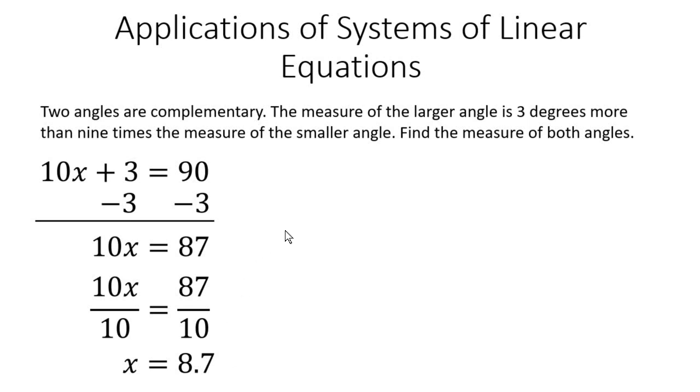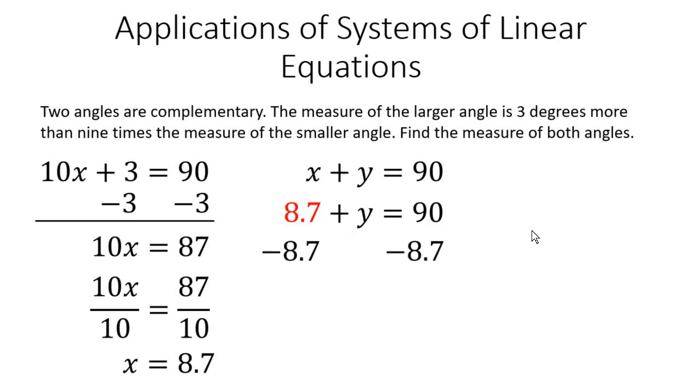Now we can find the larger angle because I know the two angles have to add up to 90. X plus y has to equal 90. And I know that the smaller angle, x, is 8.7. I can now find the larger angle, y, by subtracting 8.7 from both sides. And I'll get that y, the larger angle, is 81.3. So this is how we do these angle problems with complementary and supplementary angles.